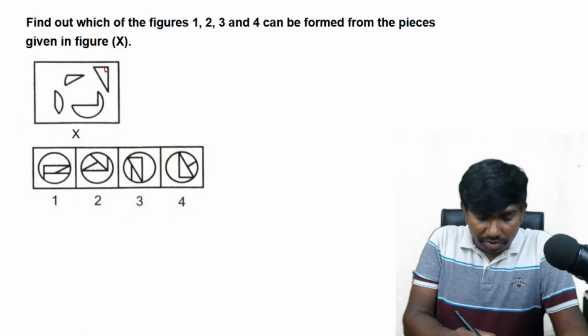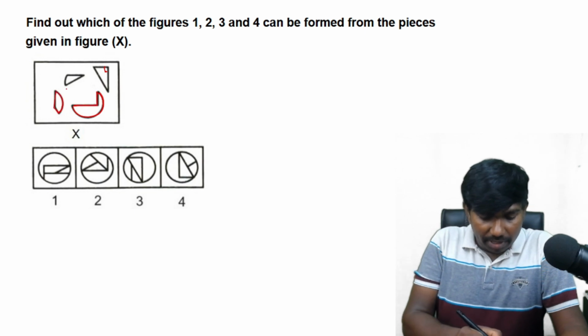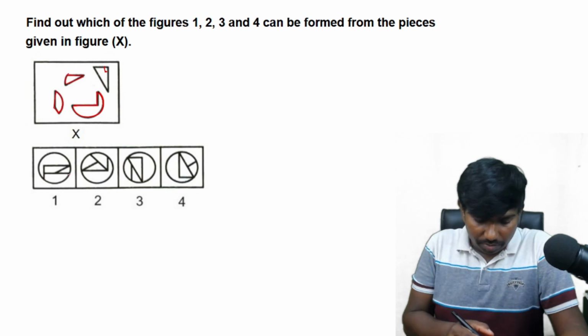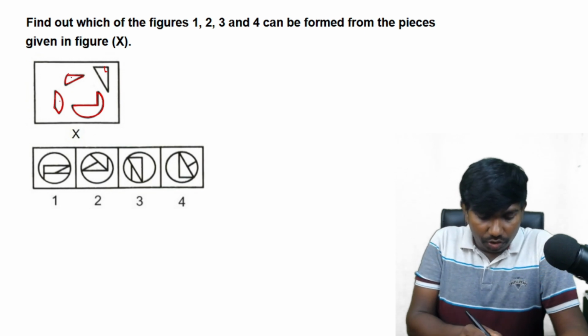Next one. One right angle triangle, and there is a circle part like this, L shape, and this is also another circle part, and this is also another circle part. Let us check the first figure. Can it be? How many figures in total? 1, 2, 3, 4. 4.